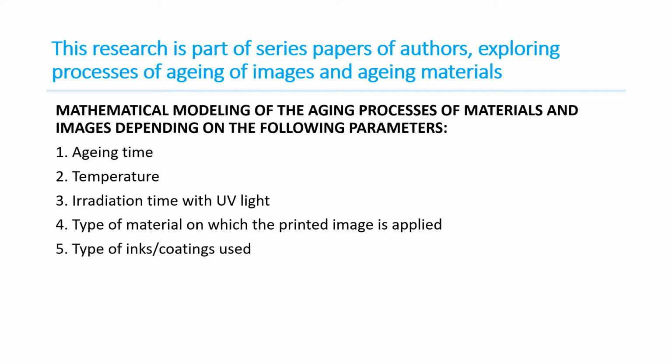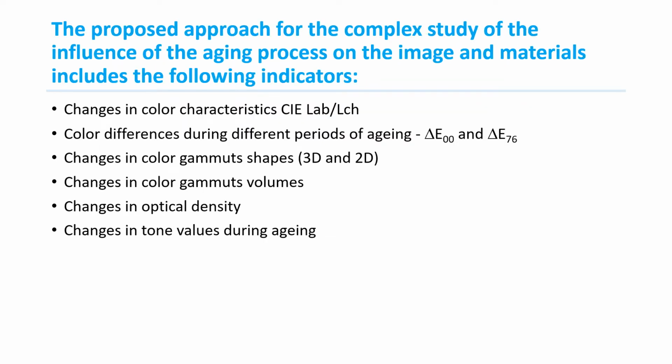This research is part of a few papers of the authors. This is one series exploring the processes of aging of images and aging of materials. We have done mathematical modeling of the aging processes of the materials and images, depending on the following few parameters: aging time, temperature of aging, irradiation with UV light, type of material, type of inks, and coatings.